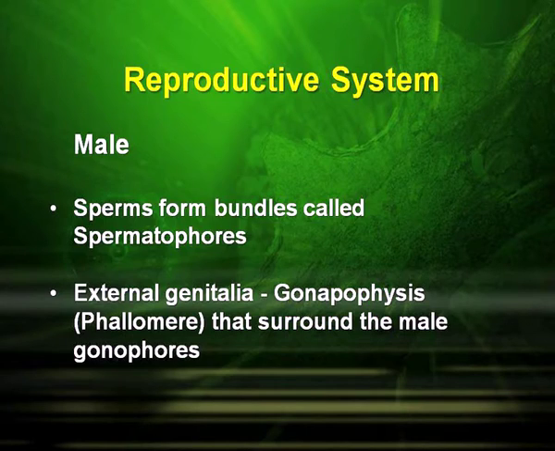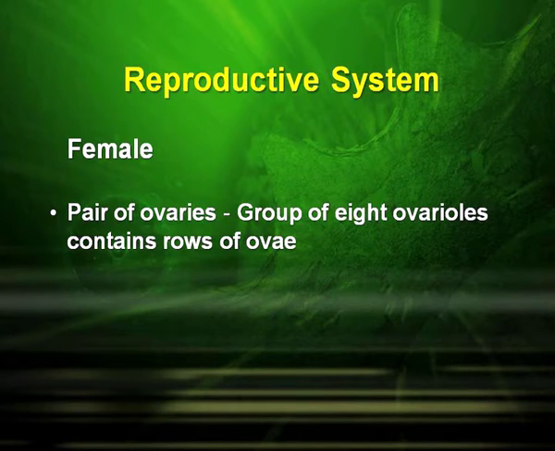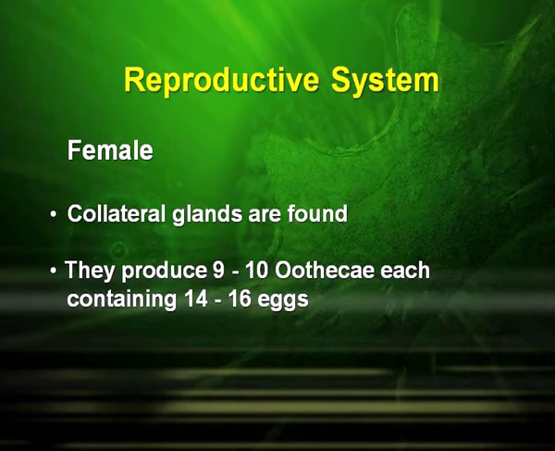Regarding the female reproductive system, they have a pair of ovaries, which is actually a group of 8 ovarioles which contain rows of ova. It has a pair of spermatheca present in the 6th abdominal segment, which is used for storing the sperms. The collateral glands are found in the female and they produce about 9 to 10 ootheca, each containing about 14 to 16 eggs.